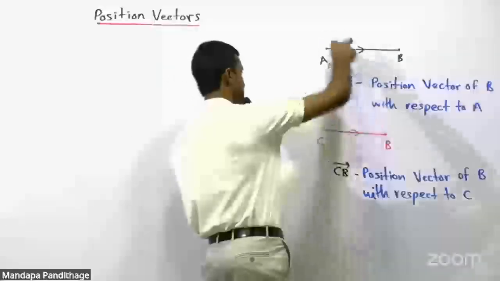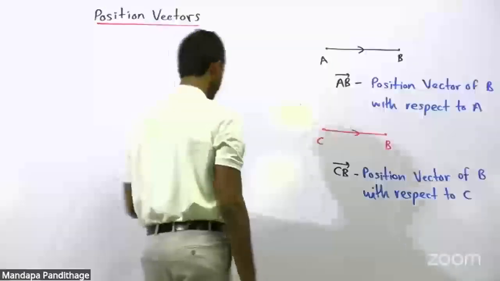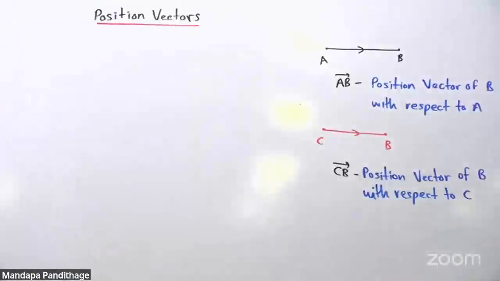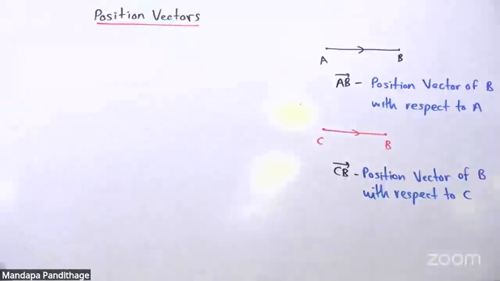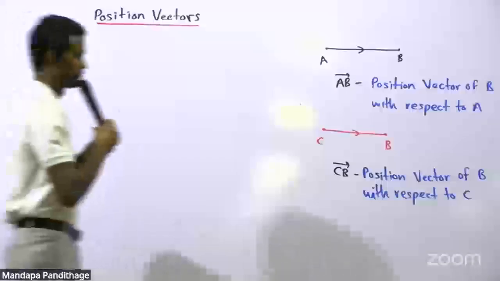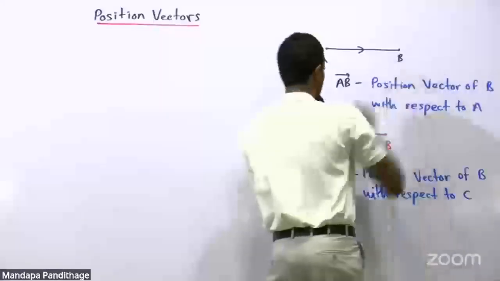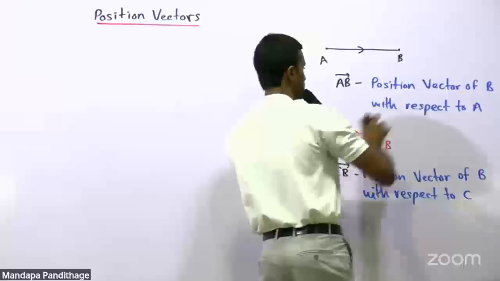Okay, then write these two examples. AB is the position vector of B with respect to A, which means the location of B is given with respect to A. So next one is CB. So when it is CB, the position vector of B has been given with respect to C.